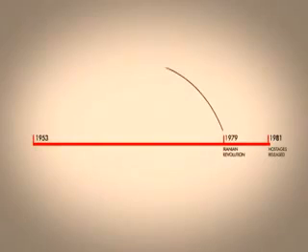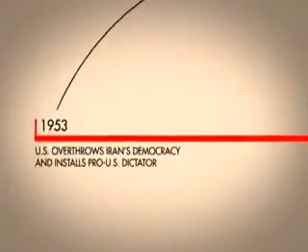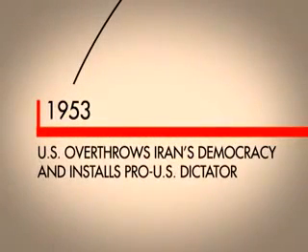But to really understand, we have to go back to 1953, which is where the story begins for most Iranians. This was the year that the U.S. overthrew Iran's democracy and installed the Shah, a pro-U.S. dictator. In 1951, Dr. Mohammad Mossadegh was the first elected official who was appointed as Prime Minister of Iran by popular demand.